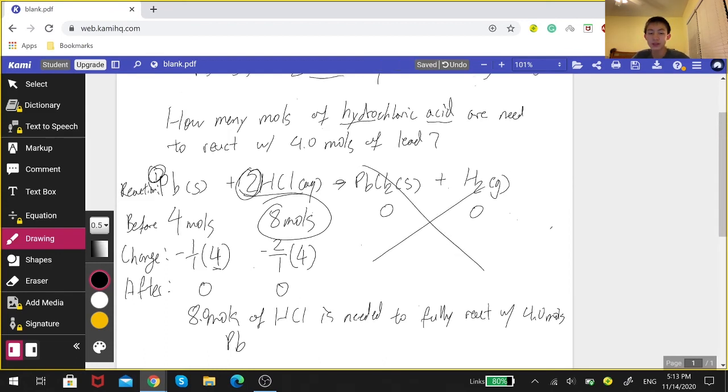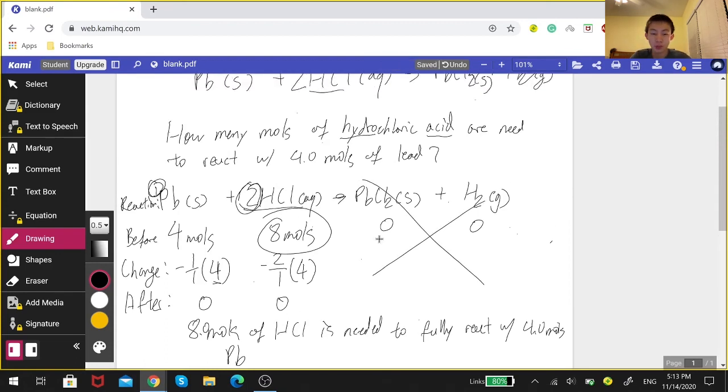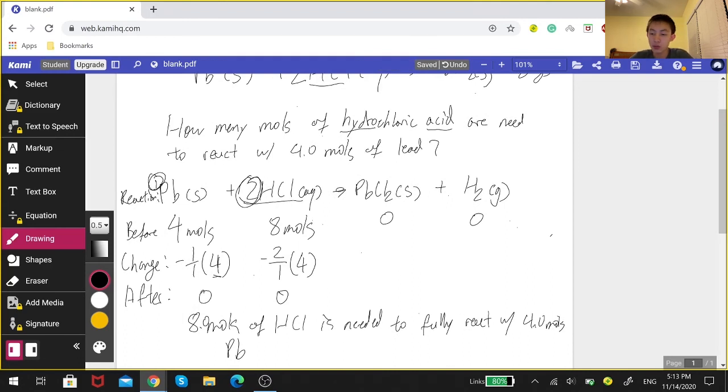And this makes sense because there's 1 mole of Pb and 2 moles of HCl. So for every 1 mole of lead, there has to be 2 moles of hydrochloric acid. So if they give you 4 moles of lead, you need 8 moles of hydrochloric acid. In chemistry, you have to show work for everything, and therefore this is the work you'll show. Now these two are not asked for. They didn't need you to find these, so you can just cross them out and not do it. But I'll do them anyways, just to show you how to do them.